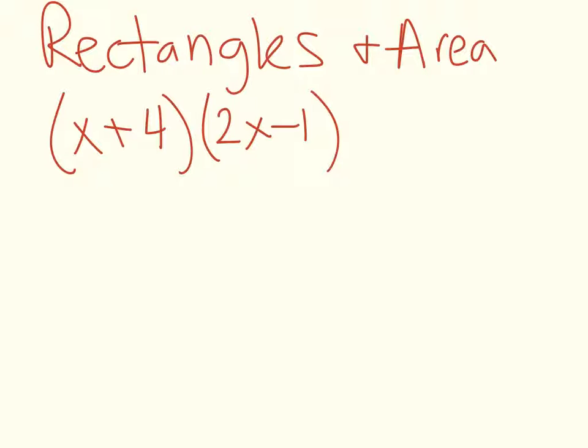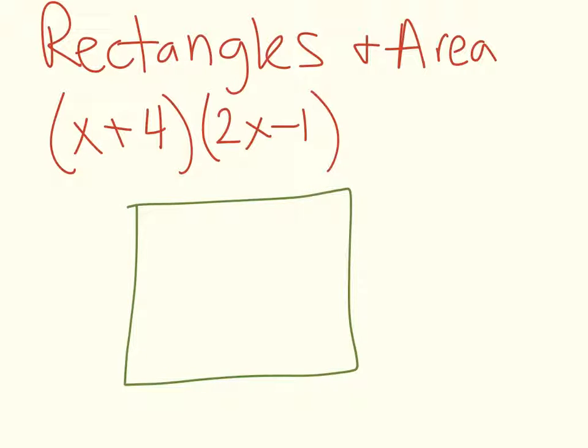Our first method involves finding areas of rectangles. So I'm going to treat this as an area problem. We can think of this as a rectangle where one side is x plus 4 and the other side is 2x minus 1. But instead of writing the area that way, we're going to divide this into smaller rectangles. So this is going to be x, and that little chunk is going to be 4. So this is a length of x, this is a length of 4. Down here, this length will be 2x, and the other length will be minus 1.